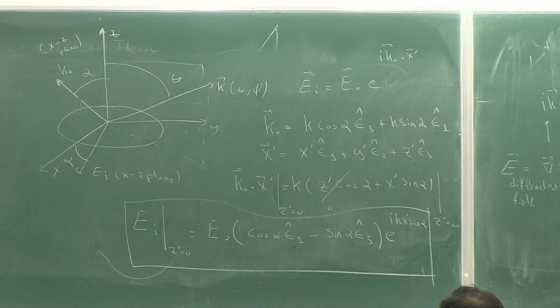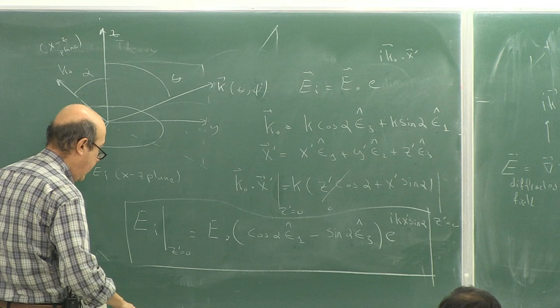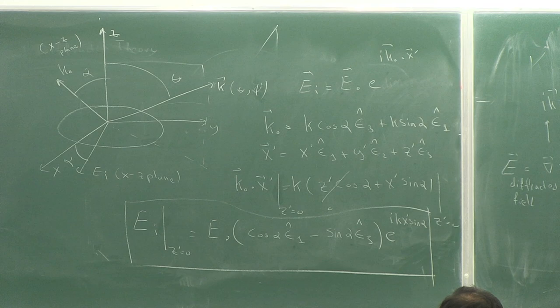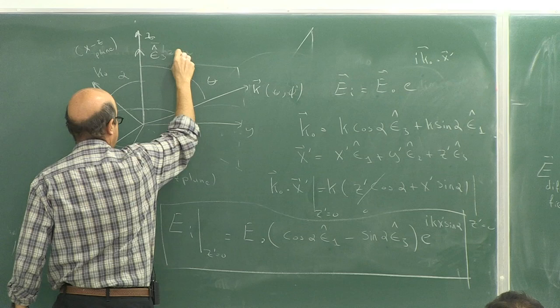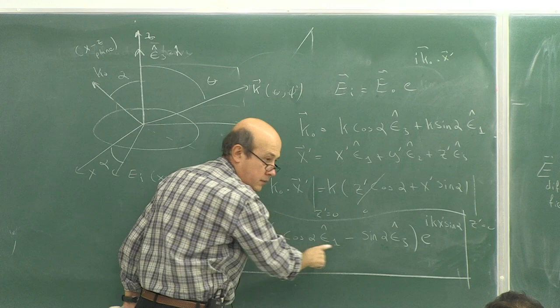And if you take the cross product with N, which term will survive? What is N? N is perpendicular to the hole. Epsilon 3 is N. If you take the cross product with epsilon 3, this term will be 0. Only this term will be surviving.